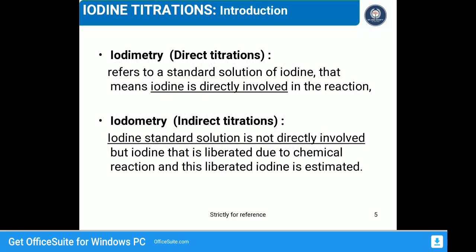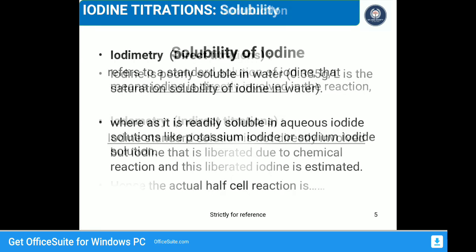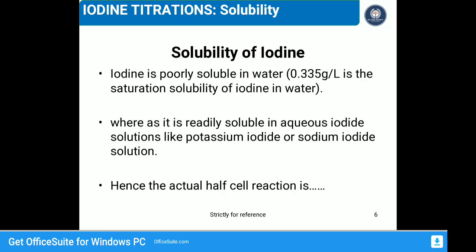Now, iodimetry is alternatively called direct titration. So here is a question: why is iodimetry called direct titration? Because it refers to a standard solution of iodine. That means iodine is directly involved in the titration, whereas iodometry is called indirect titration because iodine standard solution is not directly involved, but the liberated iodine during the reaction we have to estimate by using this type of titration, which is called iodometry or indirect type of titration.